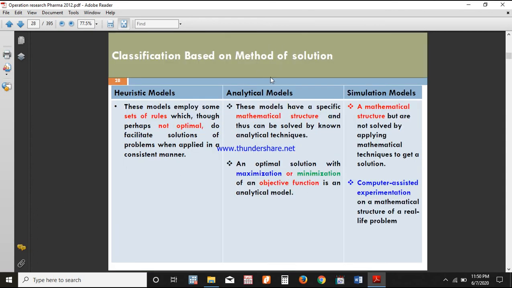And the last one is based on method of solution. A model can be either heuristic, analytical, or simulation. A heuristic model employs a set of rules, which is not optimal, which can be applied by managers in a consistent manner, whereas an analytical model is related with mathematical structure, specifically the linear programming model, whereas the last, the simulation model, is not solved by mathematical means, but uses computer-assisted experimentation in order to provide a real-life problem solution.